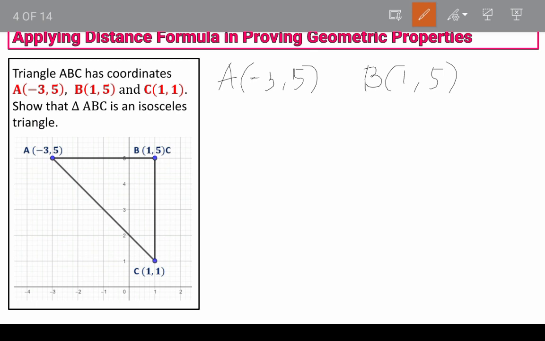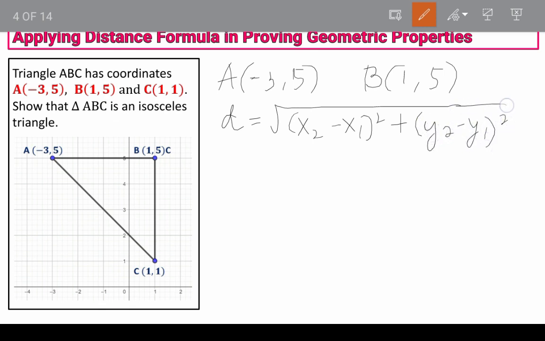So again, in finding the distance of these 2 points, you will use the formula. D is equal to the square root of the quantity x sub 2 minus x sub 1 squared plus the quantity of y sub 2 minus y sub 1 squared. Since we are looking for the distance from point A to point B, we can change D by AB. So AB is equal to the square root of the quantity of x sub 2 minus x sub 1 squared plus the quantity of y sub 2 minus y sub 1 squared.